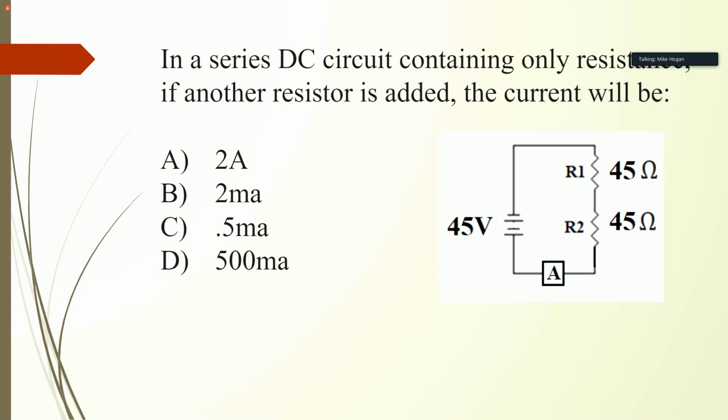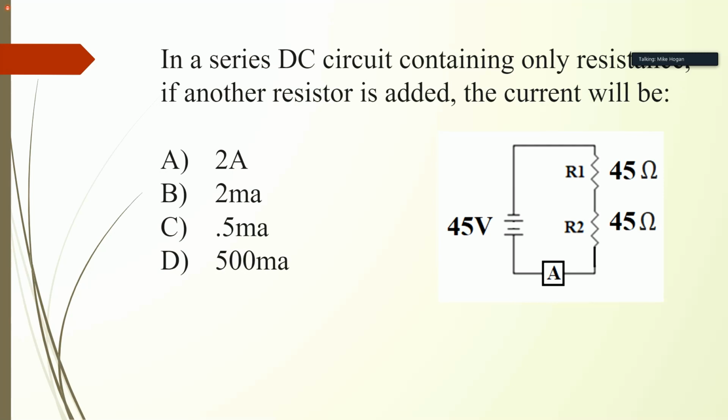All right, in a series DC circuit containing only resistance, if another resistor is added, the current will be... I don't know about that question. Let's see.